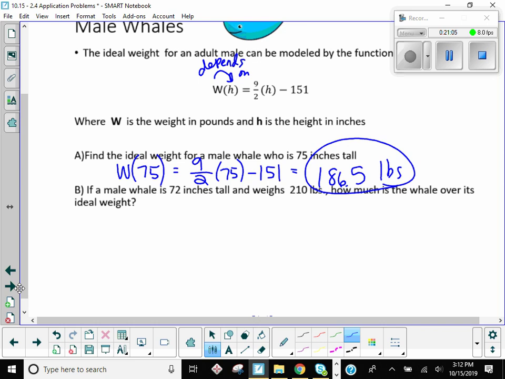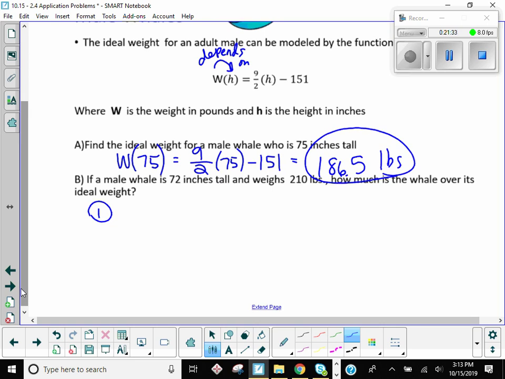So part B says if a male whale is 72 inches tall and weighs 210 pounds, how much is the whale over its ideal weight? This poor male whale is going to have an eating disorder because it's being told it's overweight. So this is a two-step problem, all right? What would be the first thing you need to figure out? Its ideal weight using that function right there. So the first thing you need to find is the ideal weight, which means, since I'm being all teachery and using function notation, you need to find W of 72.